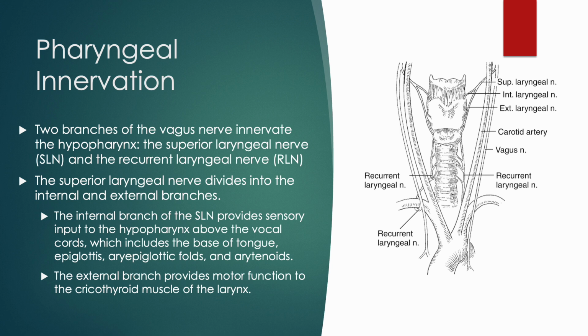Its looping path around major arteries, like the right subclavian and the aortic arch on the left, makes it vulnerable during thoracic surgeries where tracheal traction can lead to hoarseness, stridor, and respiratory distress. What would be some cases where you would see traction on either the right subclavian or the aortic arch?